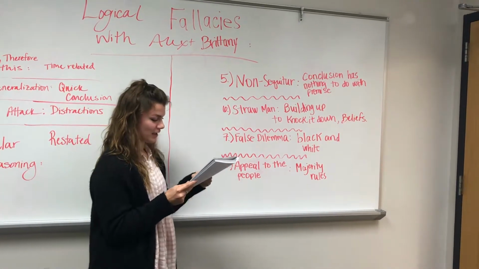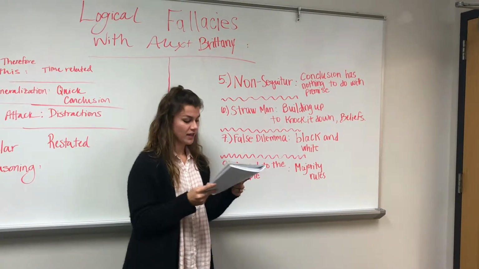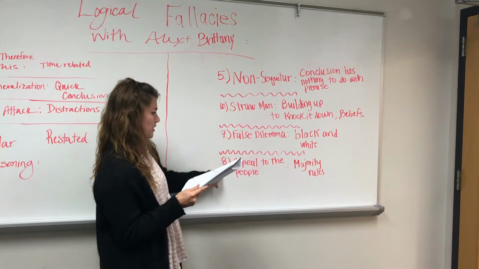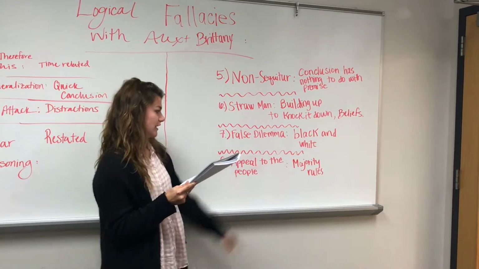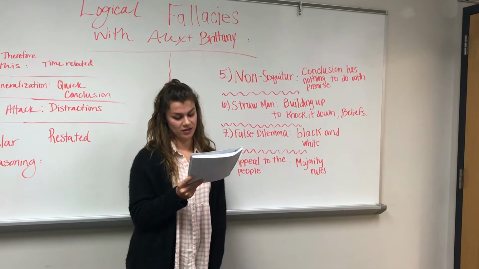Number seven, false dilemma, is black and white, a belief or claim based on mistaken reasoning. Example, you're either for us or you're against us. And then number eight, the last one, appeal to the people, or I like to say majority rules. An example would be everyone says it's okay to lie as long as you don't get caught.